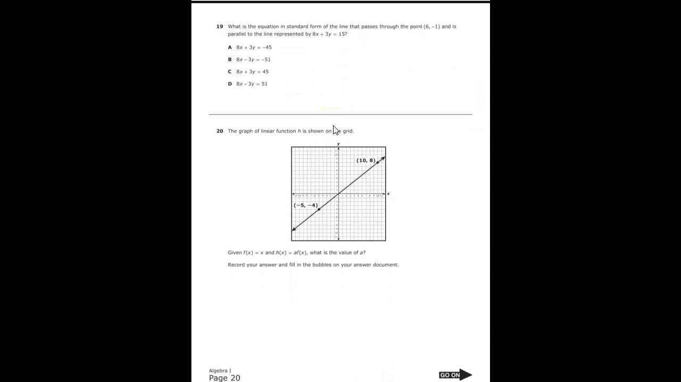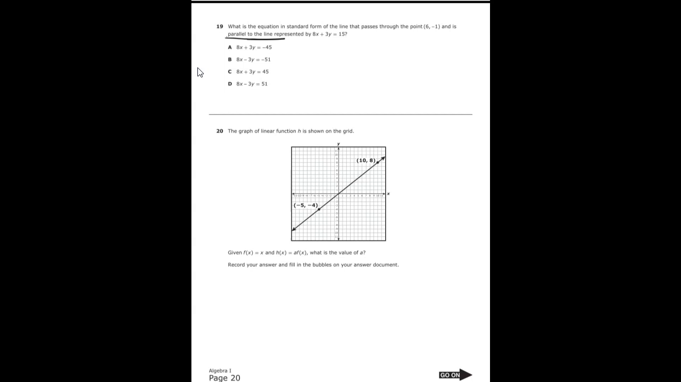Number 19, what is the equation in standard form of the line that passes through the point 6, negative 1 and is parallel to the line represented by 8x plus 3y equal to 15. So let's take note of important terms here. We're looking for parallel to the line. Why do you think you're getting the information that is parallel to the line? The only reason is that for you to get an equation created, you need a point and a slope.